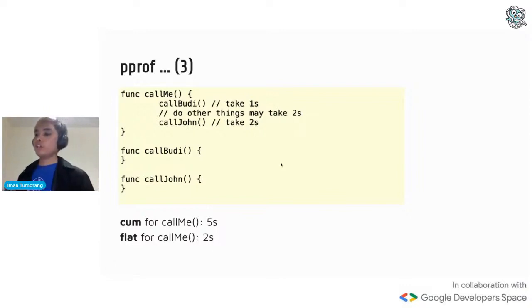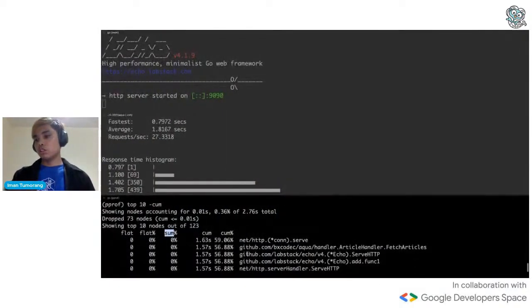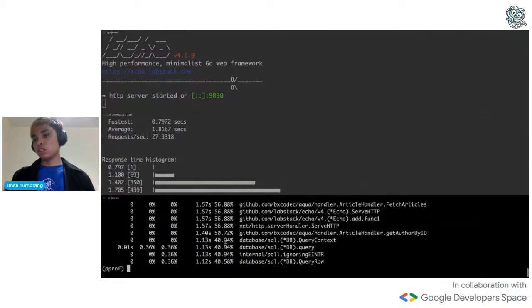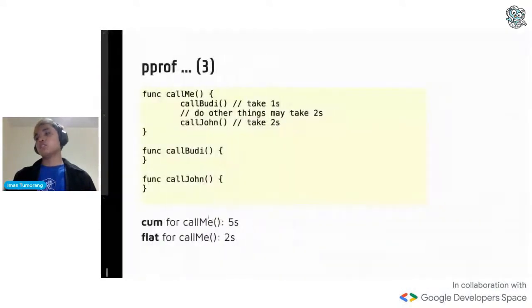This will be useful when you want to know whether your function is slow or your external function is slow. So you can use this in pprof as well. Like from here, you know that the cumulative for the function is like 2 seconds.